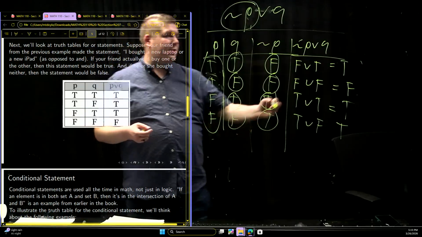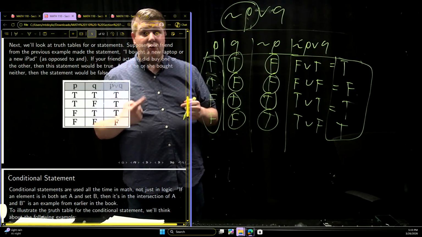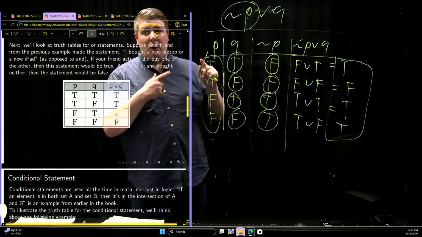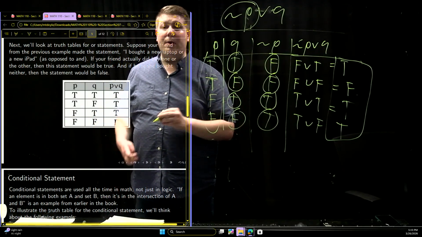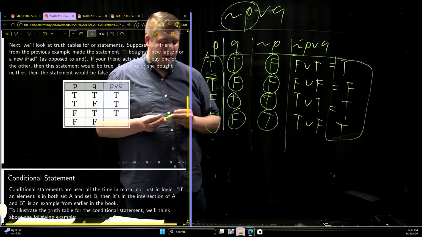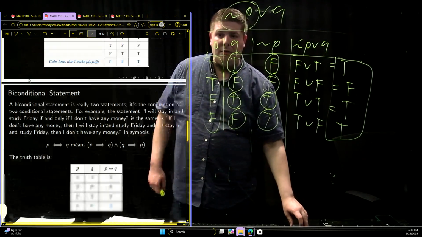And there you go. That's our truth table. So we're kind of asking, when is this not true? This statement is true in all the areas except when P is true and Q is false. Okay? So that's when this statement, not P or Q, is false.